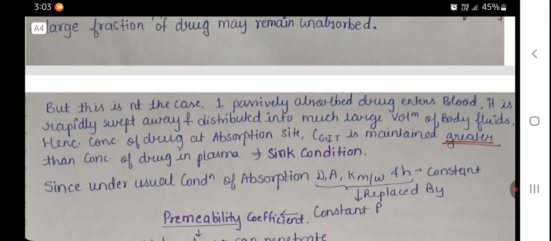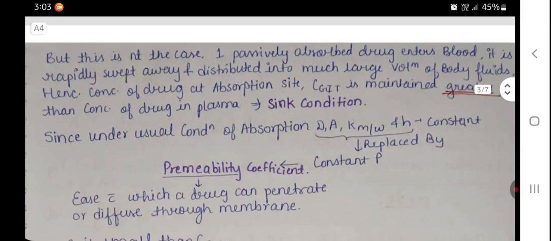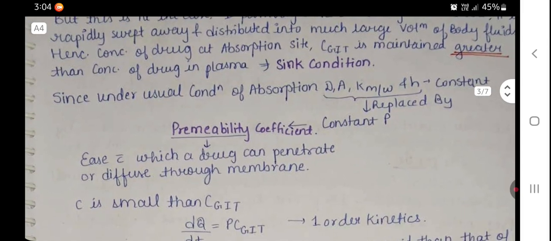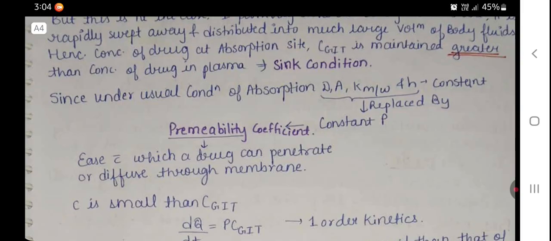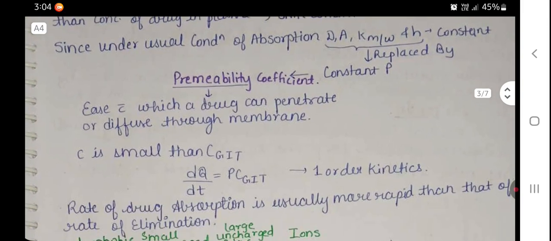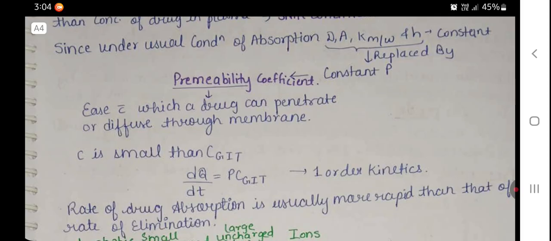In the usual condition, for absorption, here the D, A, K, M by W and H are constant, and it is replaced by the constant P, which is said to be the permeability coefficient. Here, permeability means the ability of the particular drug to penetrate, or diffuse through, the membrane. We know that C, the concentration in plasma, is small compared to the concentration of drug in the GIT. So it is simplified in this equation, that is dQ by dt equals P CGIT. Passive diffusion follows first order kinetics.